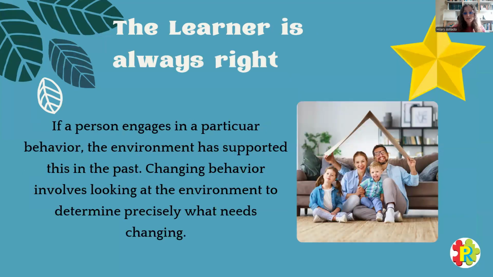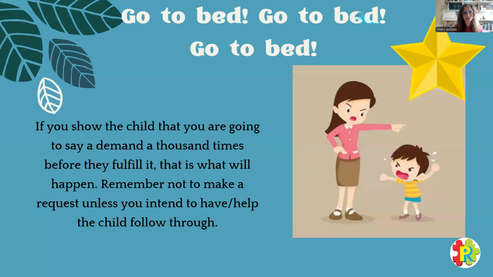If a person engages in a particular behavior, the environment has supported it in the past. Changing behavior involves looking at the environment to determine precisely what needs to be changed. So stop and think about how this isn't a contradiction from the other steps. We're really talking about structuring the environment to help support that child and stop providing reinforcement for problem behavior. Start providing reinforcement for appropriate behavior and supporting them in those actions.